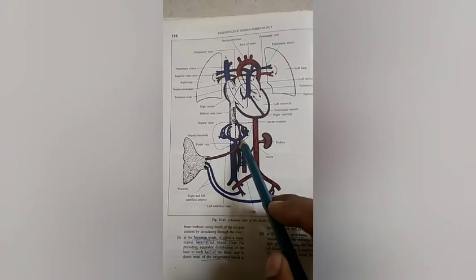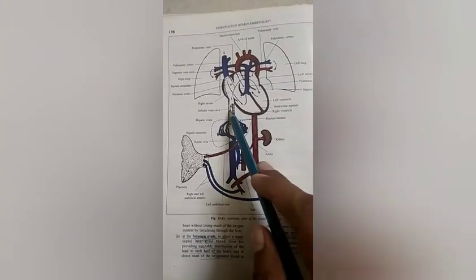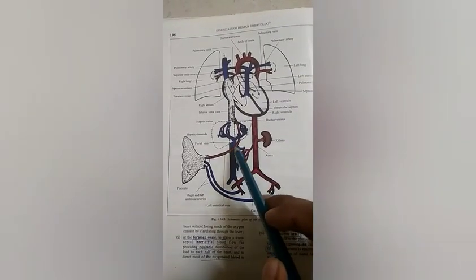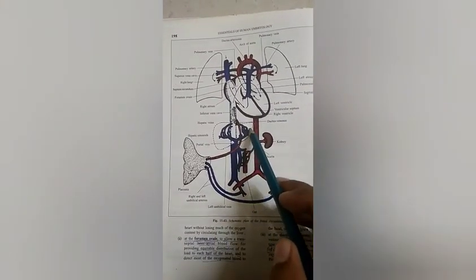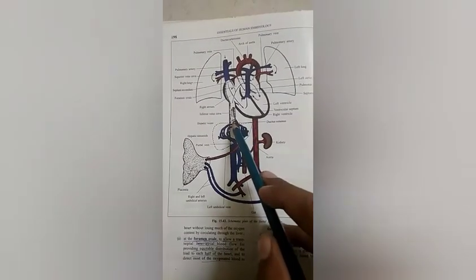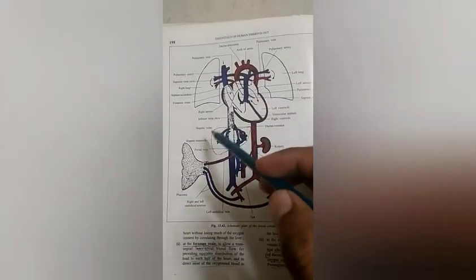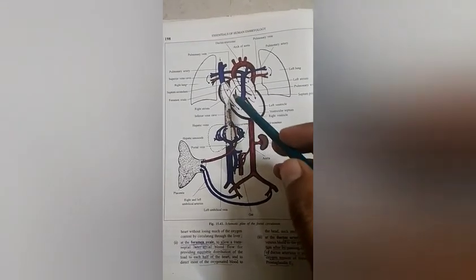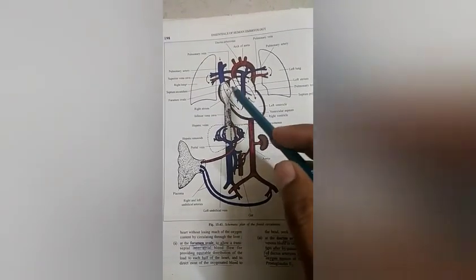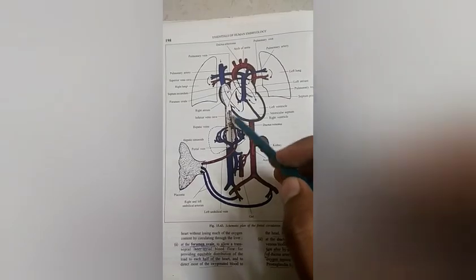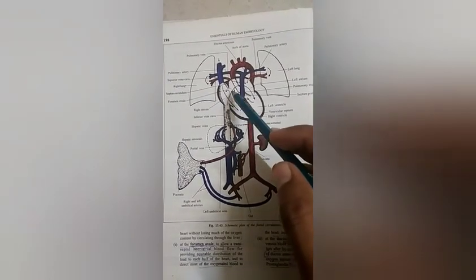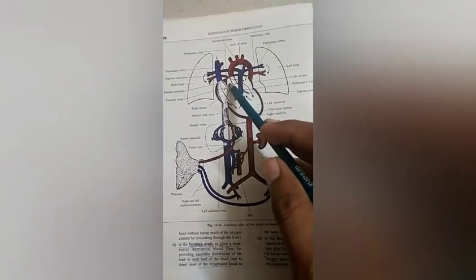The majority of the oxygenated blood from here passes to the inferior vena cava via the ductus venosus, whereas only a small amount of oxygenated blood will go through the substance of the liver and then enter the inferior vena cava. From the inferior vena cava, this oxygenated blood enters into the right atrium. Right? So via the valve of the inferior vena cava, this blood is guided toward the foramen ovale.